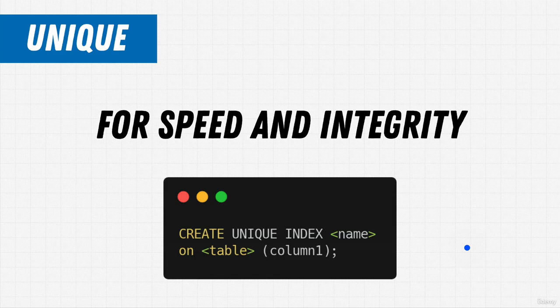Then next up are the unique indexes. Unique indexes are for speed and integrity. When you create a unique index, you are also creating an integrity check. You usually create it against columns that can be unique. So always use a unique index against a column that can only contain unique values. And these are built for speed.